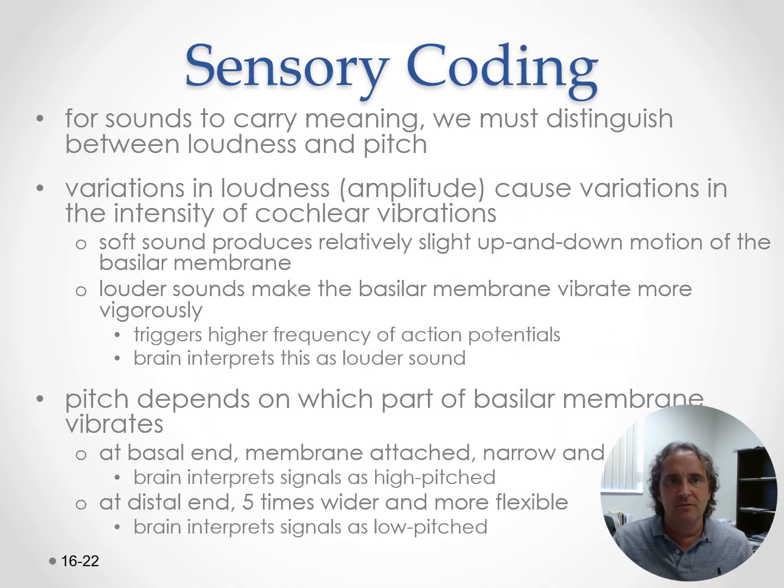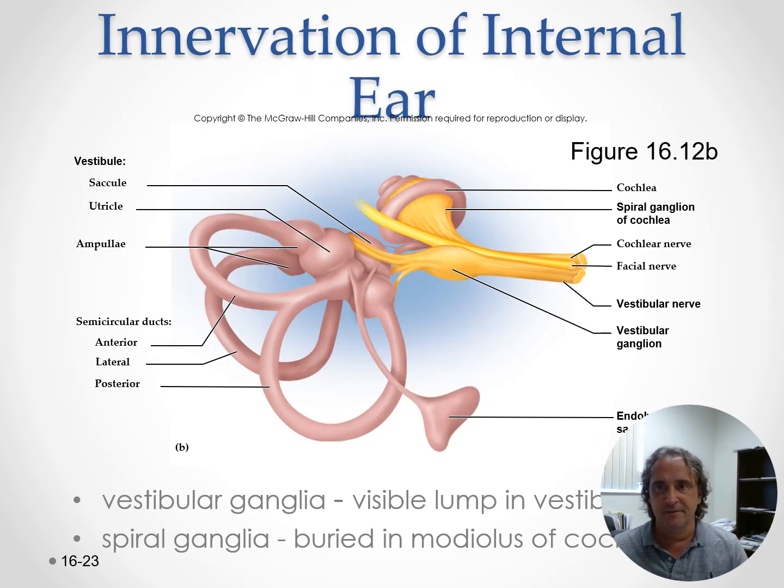So this right here is for sound, between loudness and pitch. Loudness is amplitude, and this is going to be how much those vibrations occur. But pitch is going to be which part of the basilar membrane is vibrating. Because if it's low pitch, it's going to be a different part. If it's high pitch, shorter wavelength, it's going to be a different part. And you're going to learn more about that when you go over this material in your lecture class.